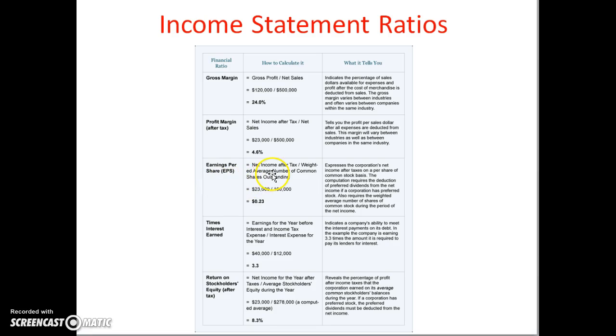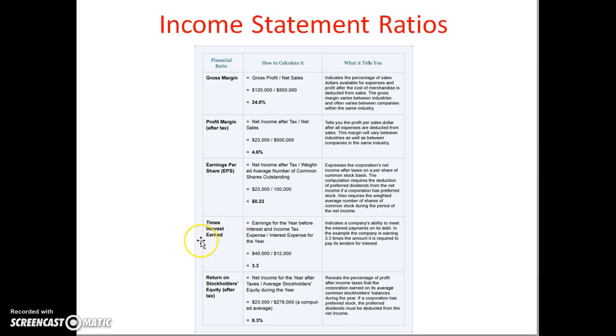Earnings per share. We will take the net income after tax and divide it by the weighted average number of common stock shares. Remember, it's just common stock shares. So in this example, we'll take $23,000, divide it by the common stock outstanding of $100,000, and we're getting 23 cents per share. This will express the corporation's net income after taxes on a per share of common stock basis. The computation requires a deduction of preferred dividends from the net income if a corporation has preferred stock. It also requires the weighted average number of shares of common stock during a period of net income.